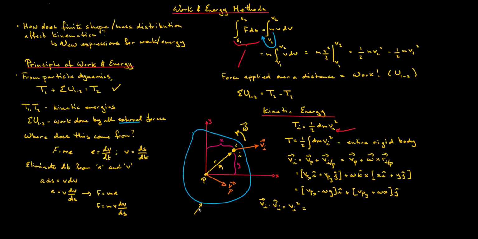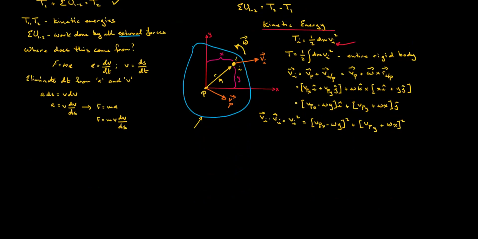So all we have left here is (Vpx minus omega y) squared plus (Vpy plus omega x) squared. And this is just a result of our dot product, where we multiply the individual directions by themselves. So it'll just be the i component multiplied by itself plus the j component multiplied by itself.